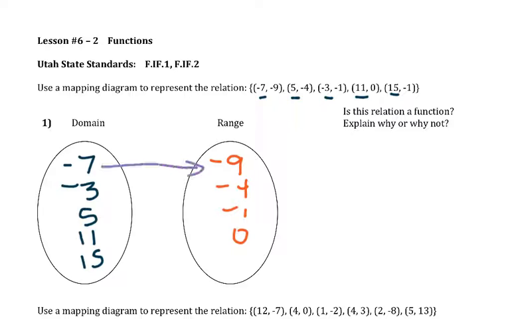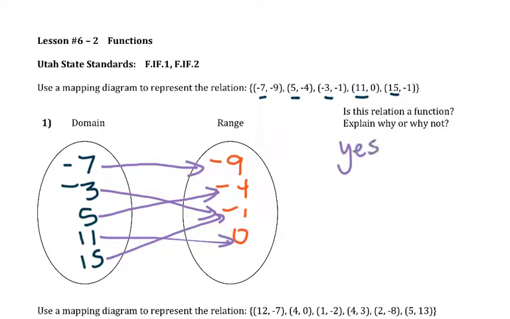So I'm going to draw an arrow to all of my matches, so 5, -4, 3, -1, 11, 0, and 15, -1. So I don't see any repeats, and so we're going to say yes, it's a function, because the domain does not repeat.